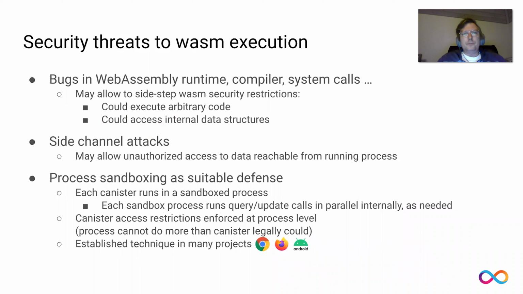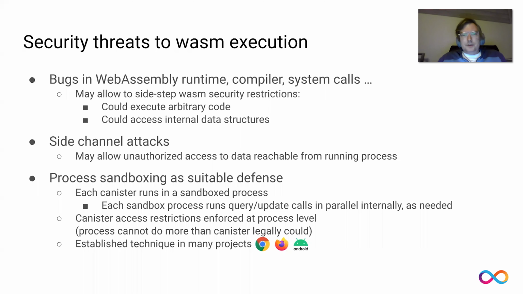The most severe kind of security threat is an actual bug somewhere inside the WebAssembly runtime, the compiler, somewhere in the system calls, or the glue code to hold it all together. Because if there is such a bug, then there is quite a good chance that an attacker could bypass security restrictions imposed by the WebAssembly runtime. And what this could potentially allow an attacker is to execute arbitrary code on the internet computer in the context where the WebAssembly is running. It could also allow access to arbitrary internal data structures of the process hosting the WebAssembly.